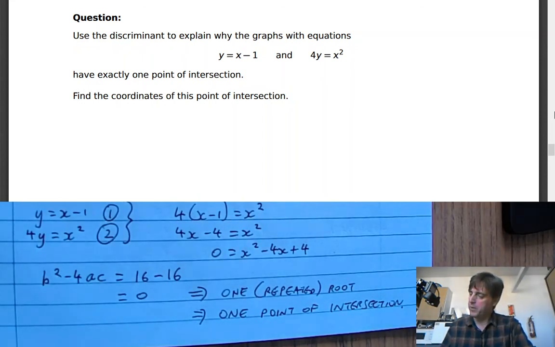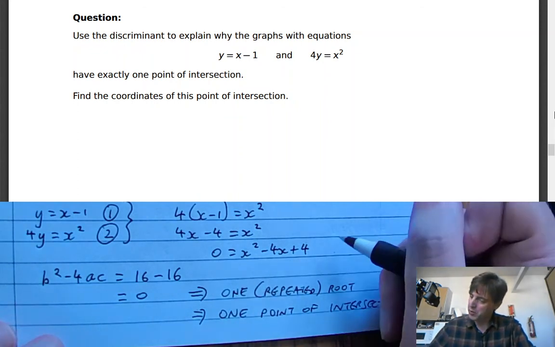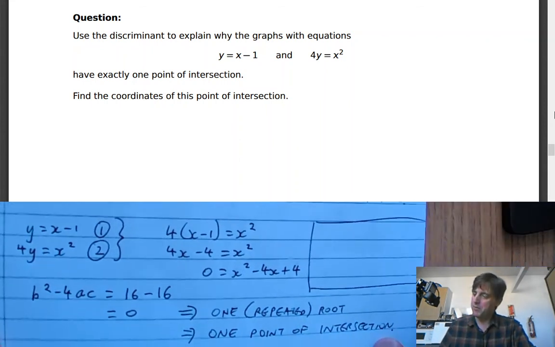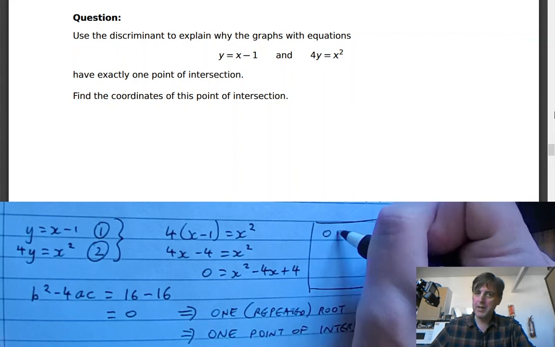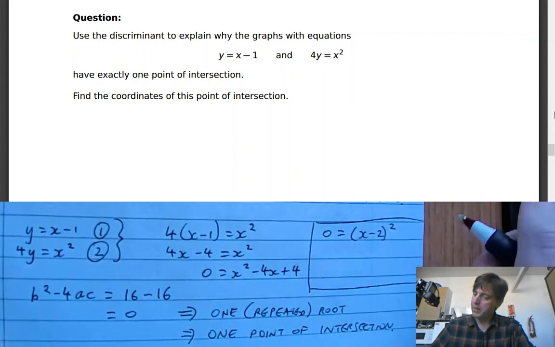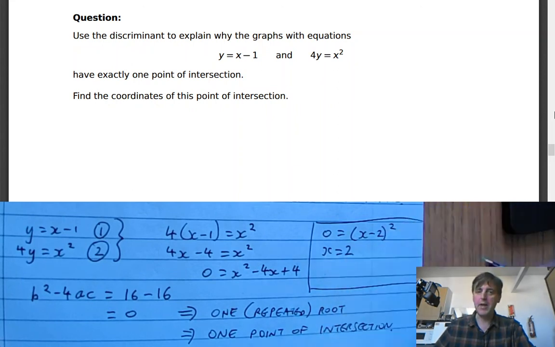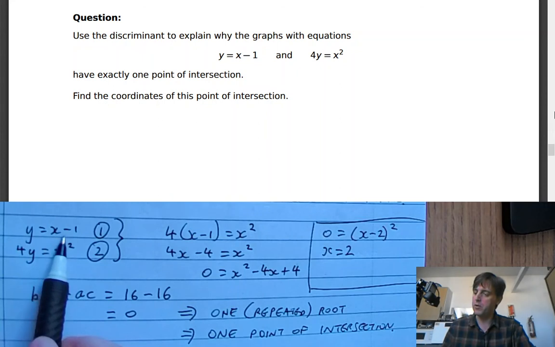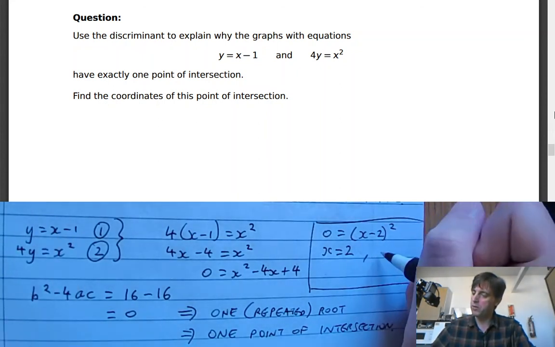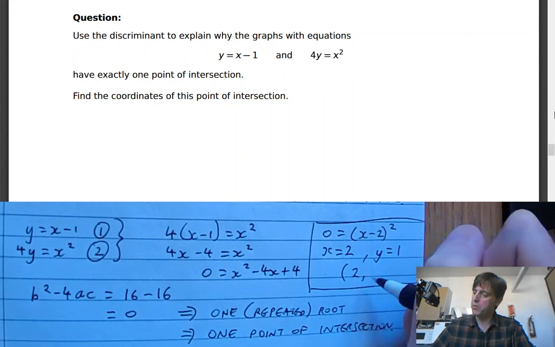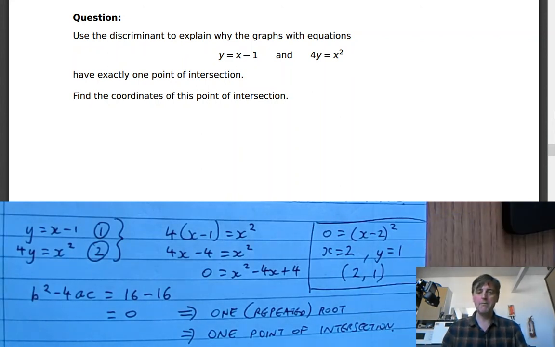Now, to find that point of intersection, I just need to solve the equation here. So I'm running out of paper space here, but I'll try and squeeze in my solution over here. If I were to solve this equation here, I might want to factorize it, and I'm going to end up with, I think, x minus 2 all squared. So that leads me to just the single root for x, which is 2, and I can substitute that back into either of these equations, but probably the first one is easiest to get y equals 1. So my point of intersection must be 2, 1, like that.